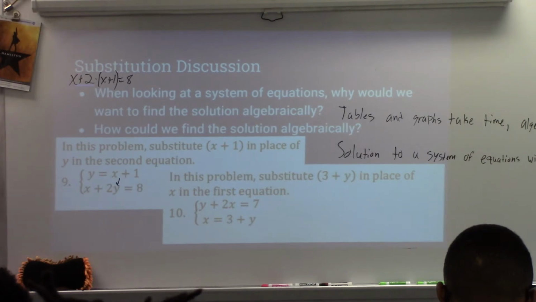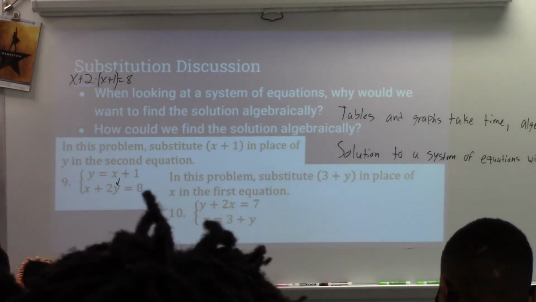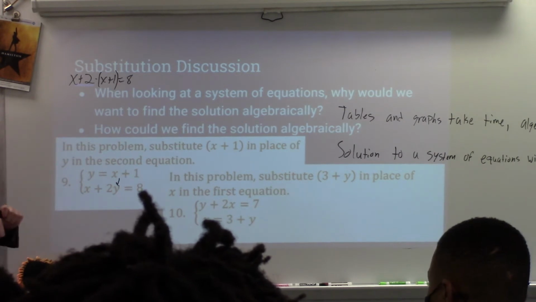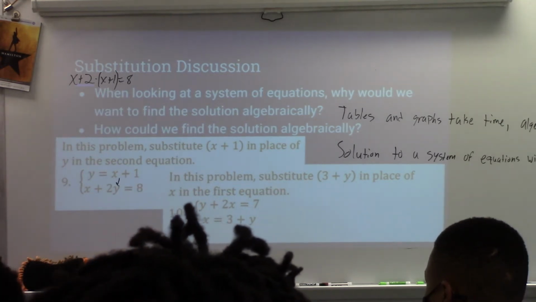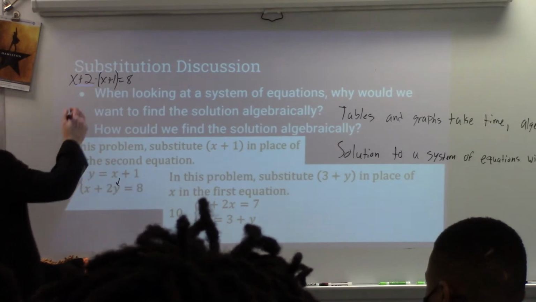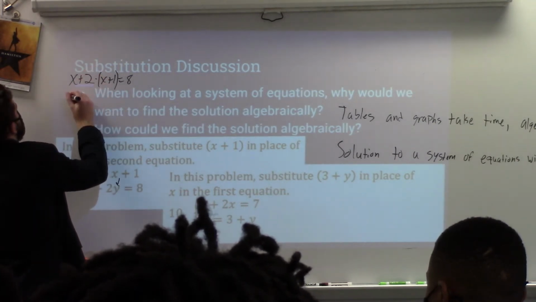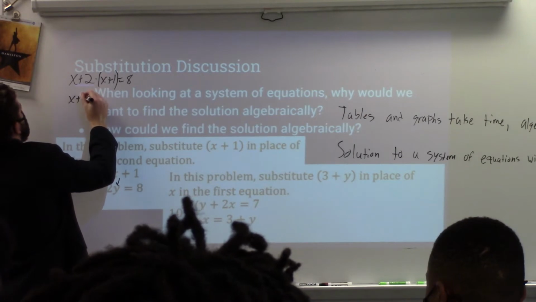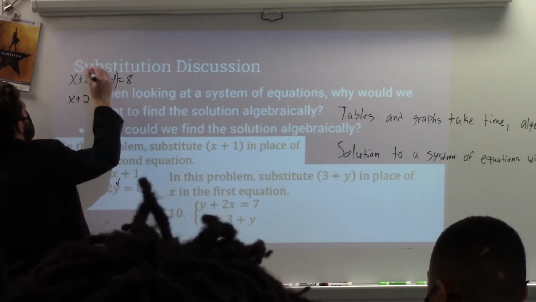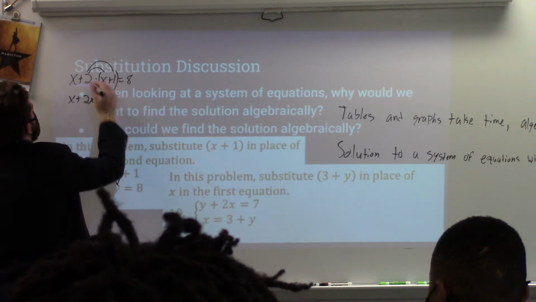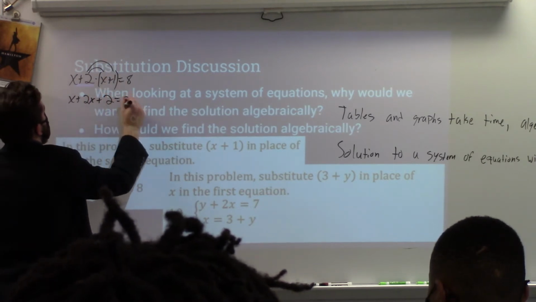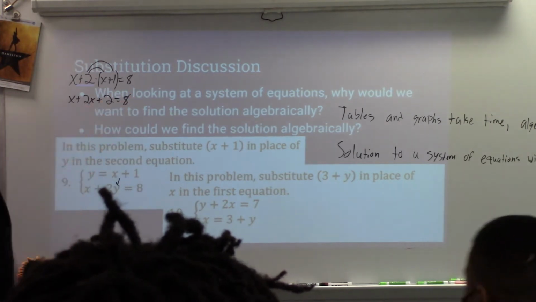So now that we have this, what would you say should be my next step? So you do 2 times x, and what else? Plus 1. We distribute, that's what I'm looking for. Distribute this 2, right? So we do 2 times x and then plus that 2 times 1, which is 2, equals 8. Okay? And so now what can I do?